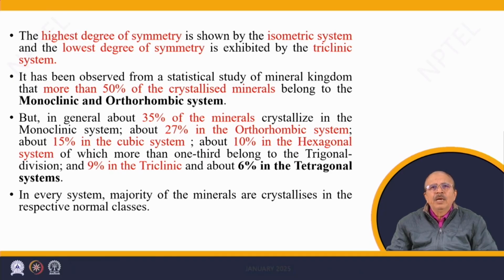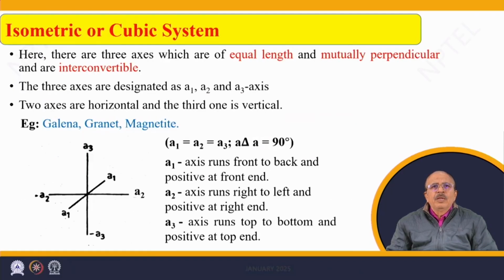But in general, about 35% of the minerals crystallize in the monoclinic system, about 27% in the orthorhombic system, about 15% in the cubic system, about 10% in the hexagonal system, of which more than 1/3 belong to the trigonal division, and 9% in the triclinic and about 6% in the tetragonal systems. In every system, the majority of minerals crystallize in the respective normal classes. Now, we will discuss one by one each system.